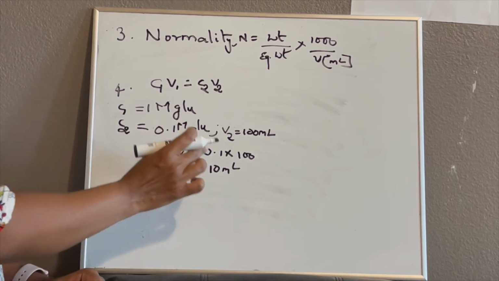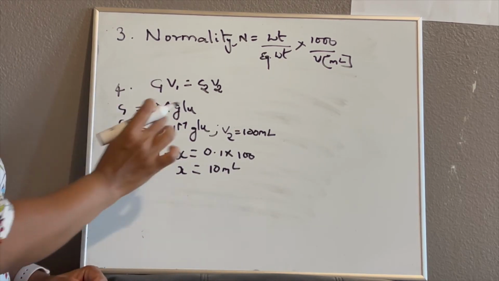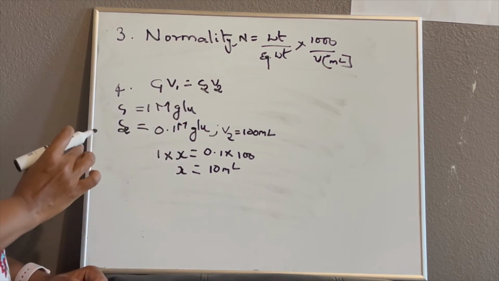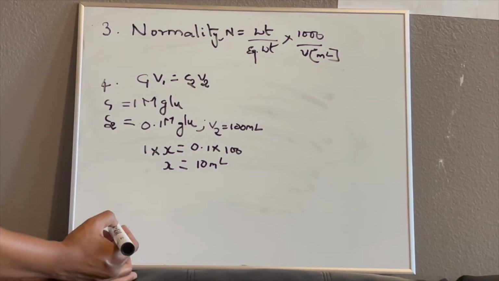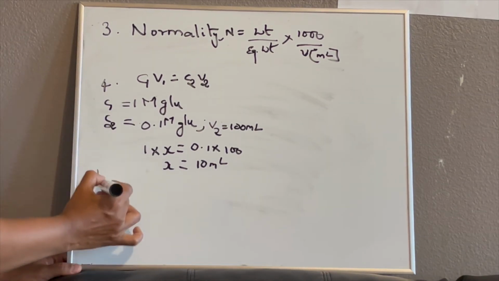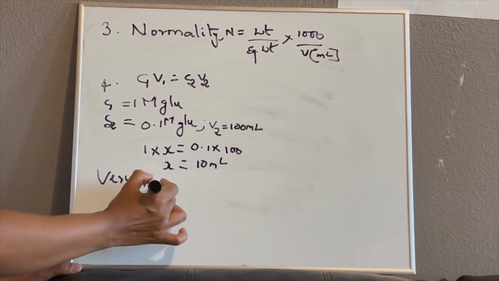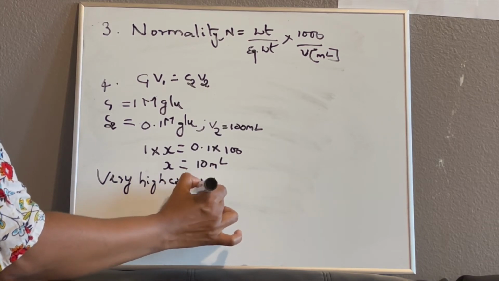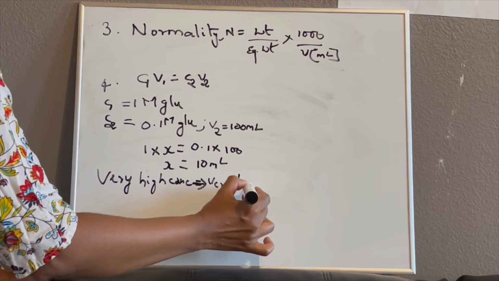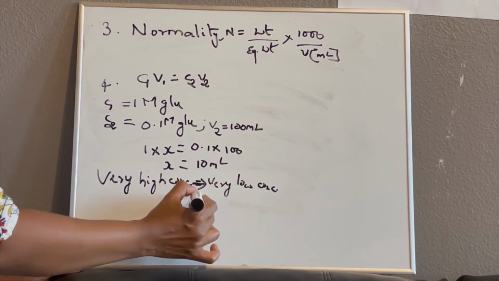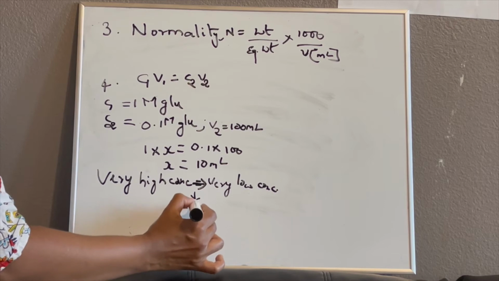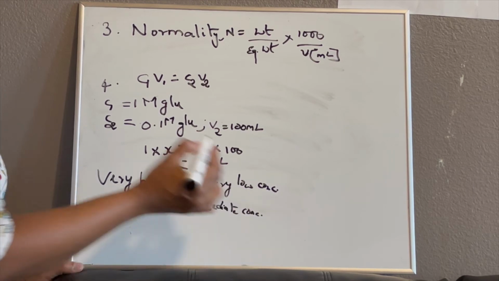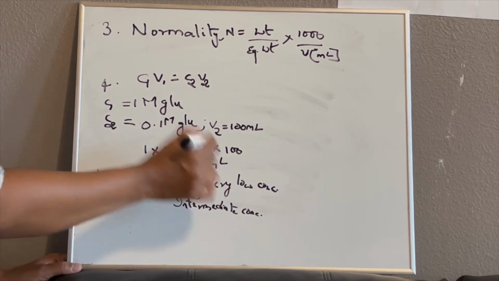So if you take 10 ml of 1 molar glucose solution and dilute it to 100 ml, it becomes 0.1 molar solution. And if you want to dilute from a very high concentration to a very low concentration, I always prefer to make an intermediate concentration to get a very accurate final concentration.